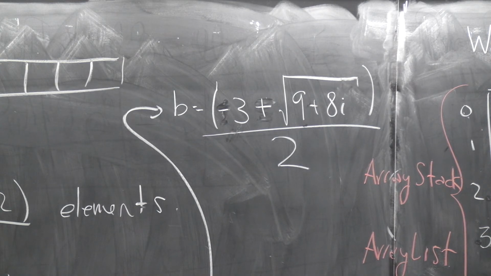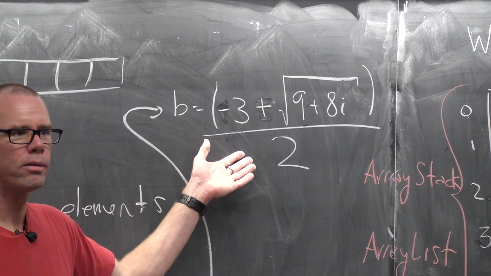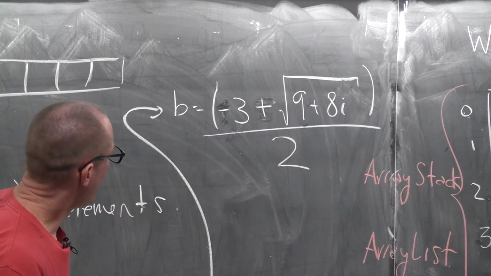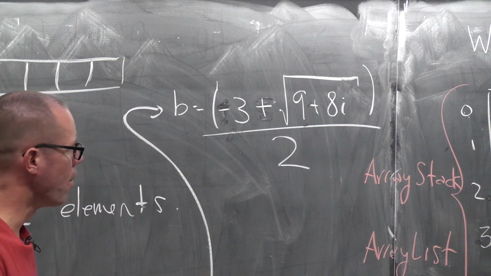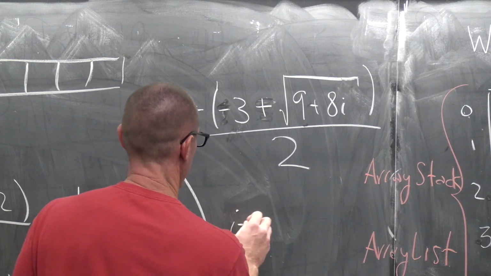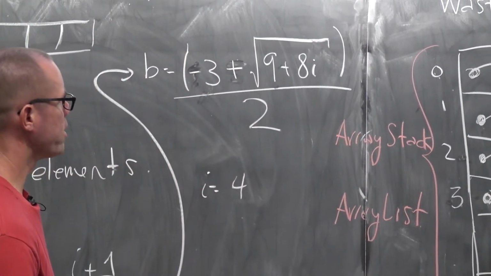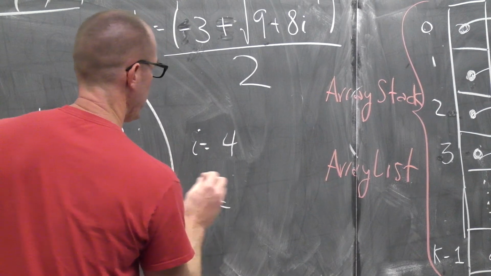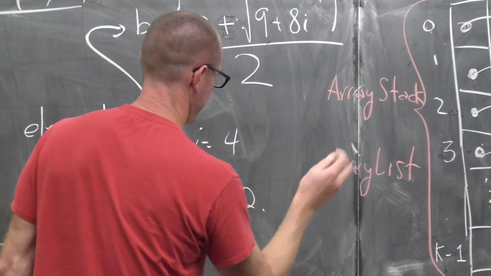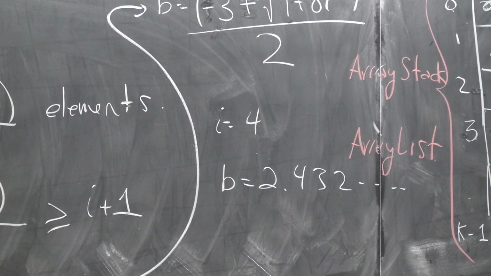But what's the problem in general with this b? This b is whatever this solves to, but in general, it's not an integer, right? I mean, why should it be an integer? That's okay. So b will give us something like, if we put in i equals 4, then we will get something like b equals 2.432 something something. Is that useful to us?